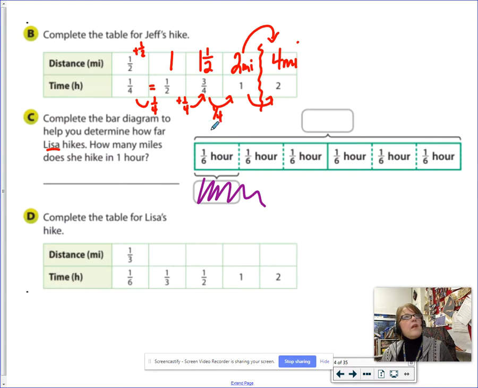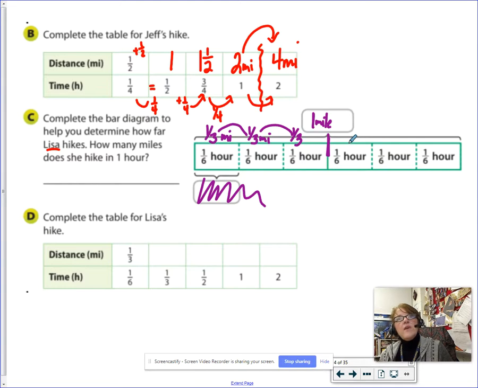It said she went a 1/3 of a mile. Here's another 1/3 of a mile. When I add those together, that's 2/3. When I get this next 1/3 of a mile, that gives me a total of 1 mile. So at this spot right here, she has hiked a total of 1 mile.